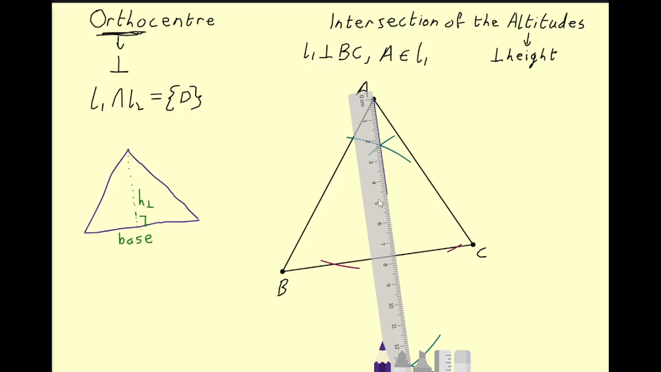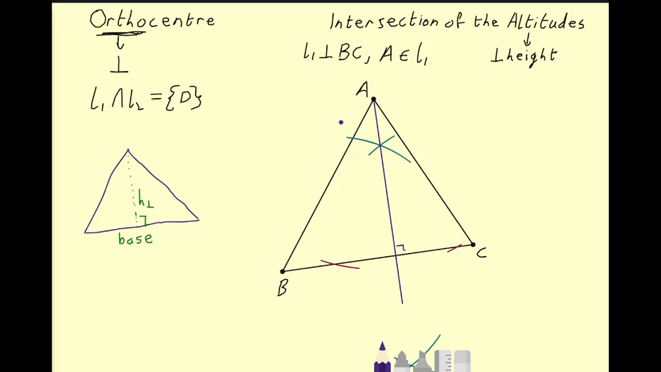So that is going to be one of our orthogonals, that's going to be one of our altitudes, our perpendicular height lines. So what we know about that is it is at 90 degrees to BC, that's going through A. So the length of that line segment there is going to be the perpendicular height from the base BC.